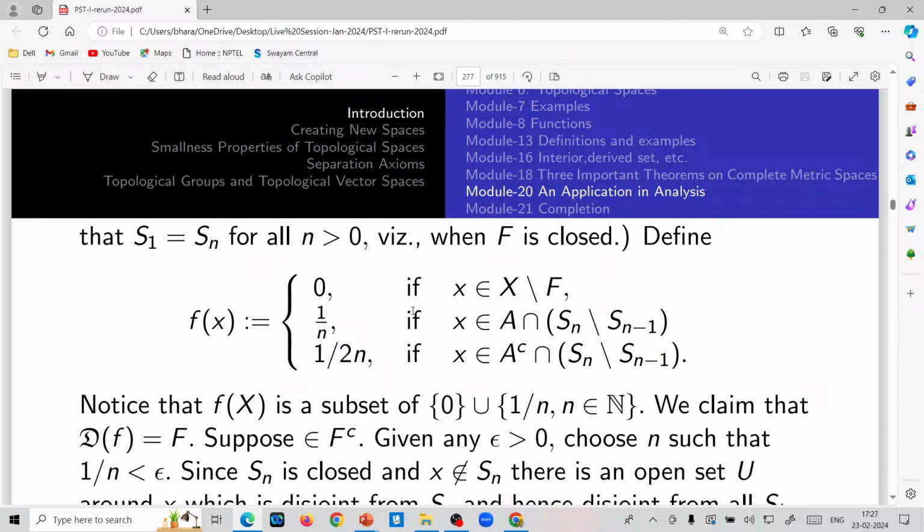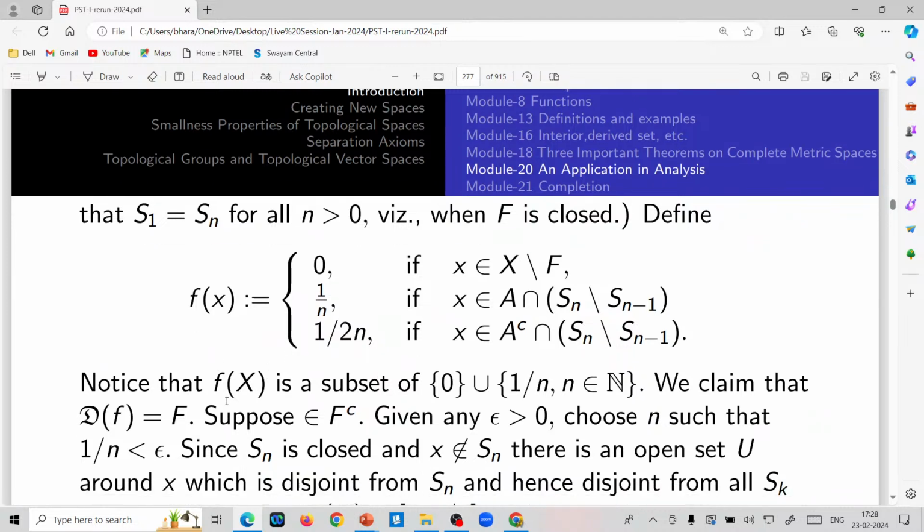If x is in none of the Sn, then it's 0 here. There is no problem. If it is in the complement of F altogether, then it is 0. Once inside F, it must be inside some Sn, but it may be inside A or inside the complement of A. So depending upon that, there are 3 cases here. Now the image of X under this function contains only these values, 0 and all the 1 by n's, and also r by n's. So there is a slight error here, because this is not just 2 by n, it could be some irrational number by n also.